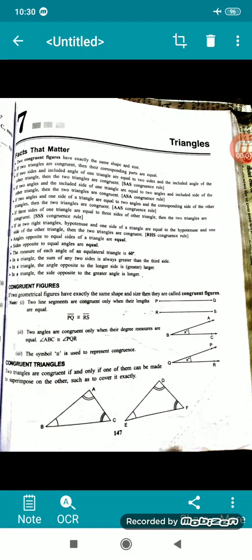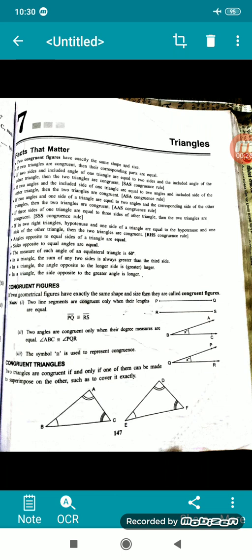Morning class, standard 9th, chapter 7, triangles, a very easy lesson. First I will explain the definition of triangle. What is a triangle? Triangle is a closed figure which is formed by the union of three line segments AB, BC, AC. It has got three angles.